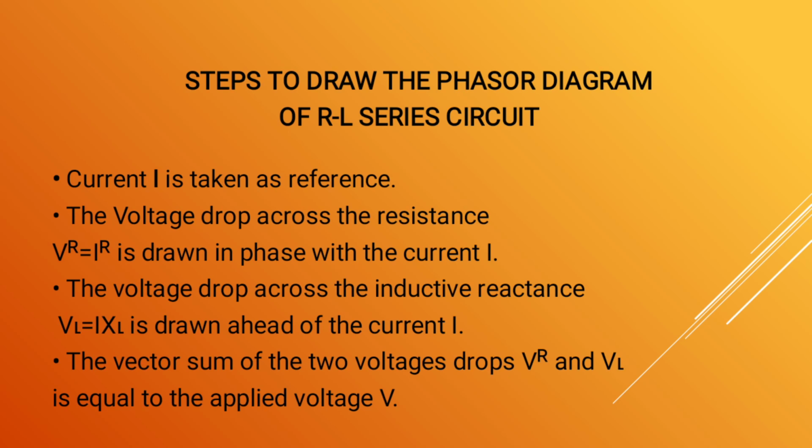Steps to draw the phasor diagram of the RL series circuit. First, current I is taken as reference. Next, the voltage drop across the resistance, VR equals IR, is drawn in phase with the current I. Next, the voltage drop across the inductive reactance, VL equals IXL, is drawn ahead of the current I. The last step is the vector sum of the two voltage drops VR and VL, which is equal to the applied voltage.